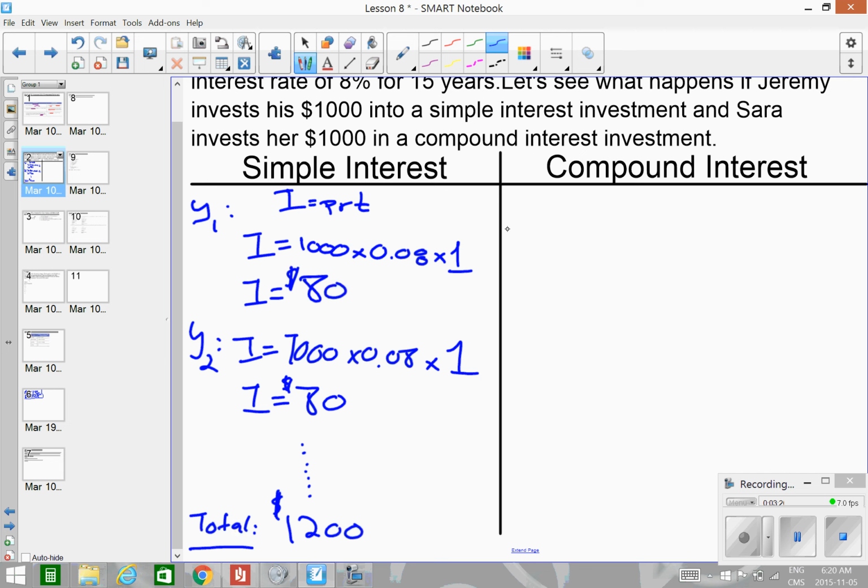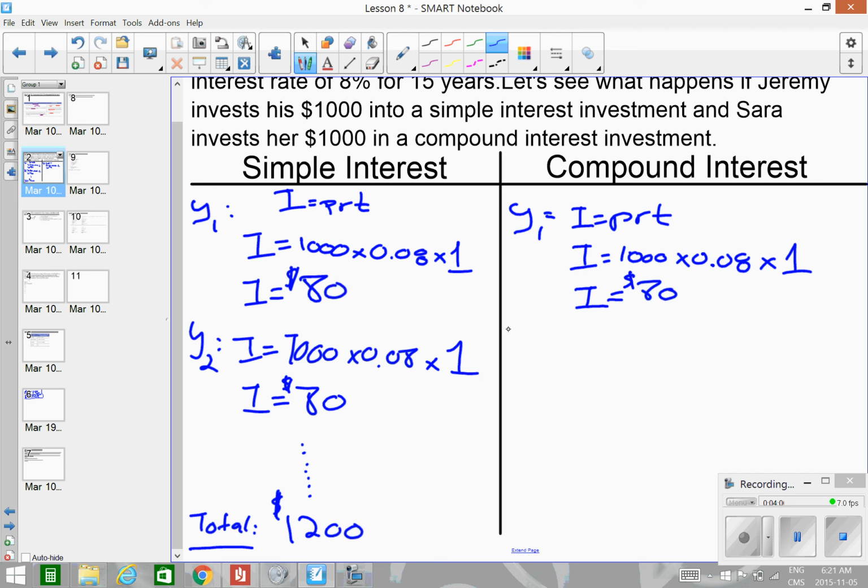Now let's see what happens when we use compound interest. All right, year one is going to be the exact same. Right? I equals PRT, and our principal is 1,000. Our rate is still 8%, and this is just for 1 year. So our interest that we earned is the same as it was with simple interest for the first year. It is $80.